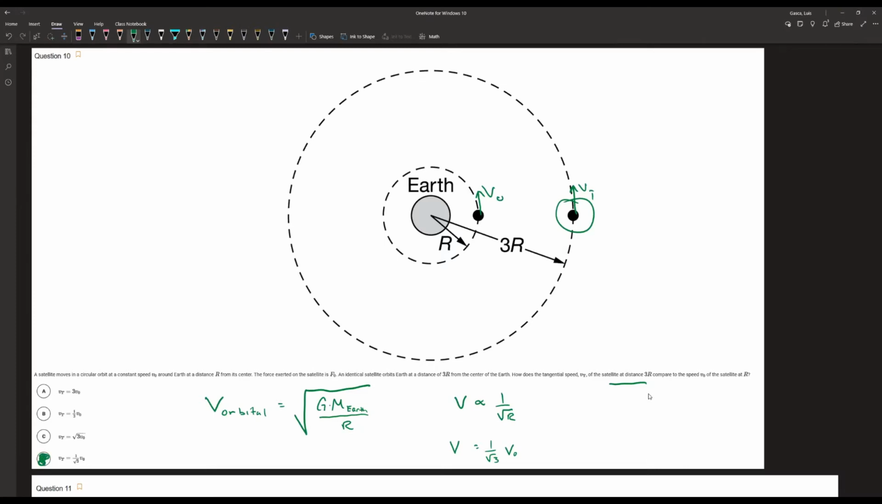Now, how do we get this? This is not included in the AP equation sheet. This is sadly something that you should memorize. And I don't believe in memorization, but I think deriving it can take a little long.